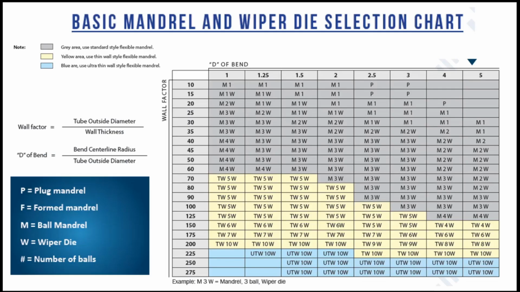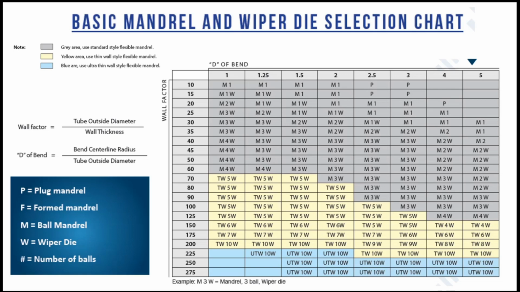This chart is a tool that provides the direction for the kind of mandrel and wiper combination needed when higher quality bends are desired. We'll cover this chart in a little detail today. There are three parameters that drive the use of this chart: tube OD, wall thickness, and bend radius.